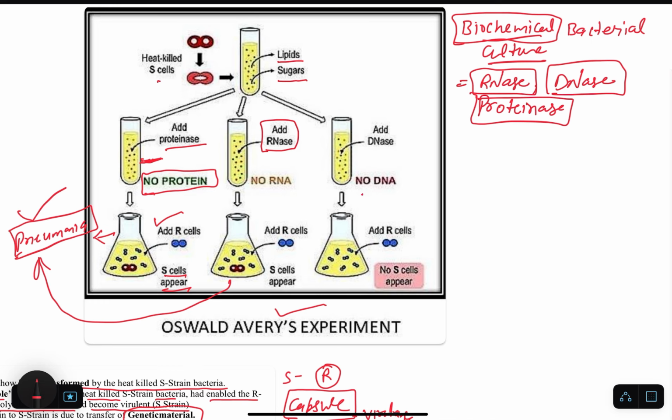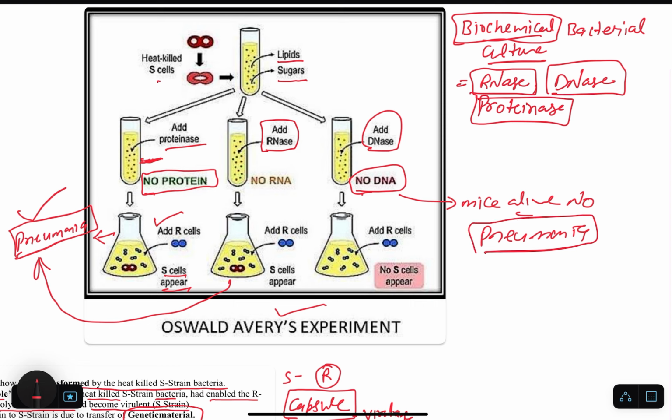Again, they used DNase enzyme, due to which DNA is damaged, totally lost from this suspension, and they injected it to the mice, and they found that the mice is alive and no pneumonia is caused. So they found that it might be DNA which caused transformation.